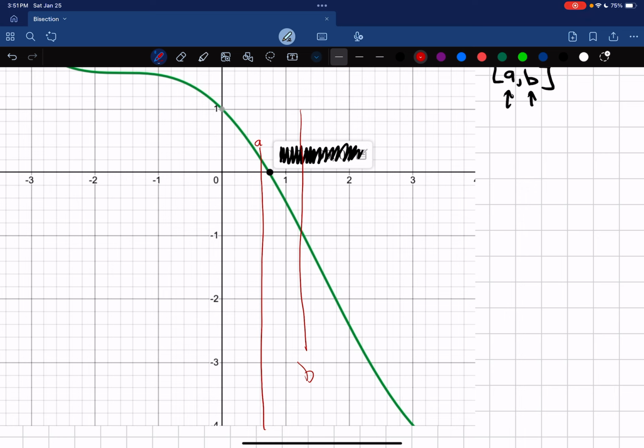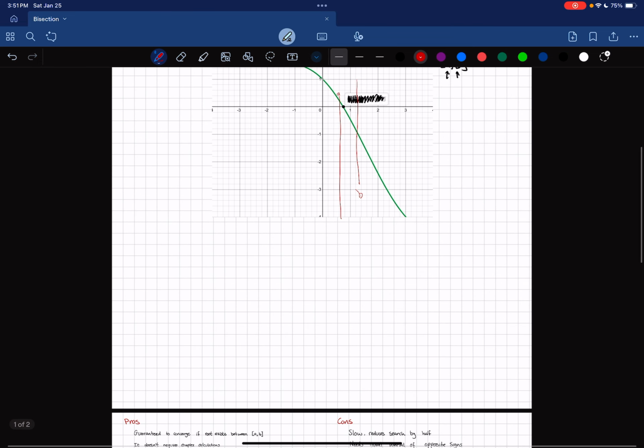But obviously this example is very small, so assume your interval is very large. How many times will you have to cut in half and shift? And that's why it's very slow. Okay, so that's one of the cons of bisection.